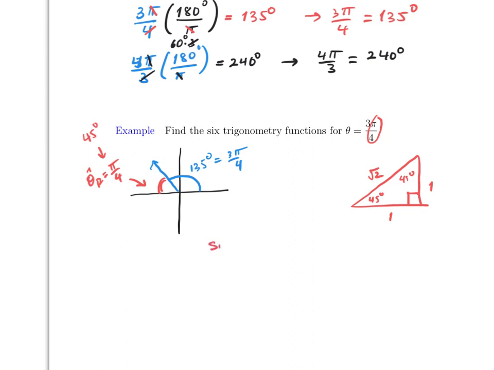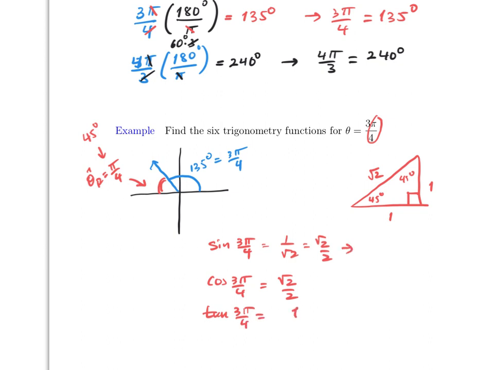But first, so sine of 3 pi over 4 will be sine of this, which is 1 over radical 2 or radical 2 over 2, whatever you want to simplify to. And therefore cosine of 3 pi over 4 is the same, radical 2 over 2. And tangent of 3 pi over 4 is equal to 1.